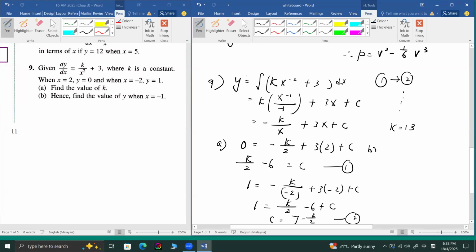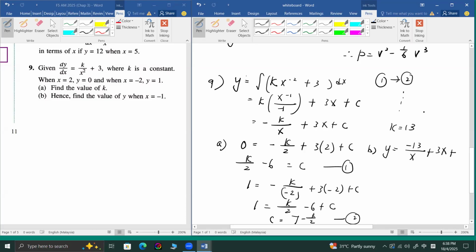Okay, next. Find the value of y when x is -1. So this time you got the k already, right? You got a k that is 13. So I copy here: y equals -13 over x plus 3x plus c.